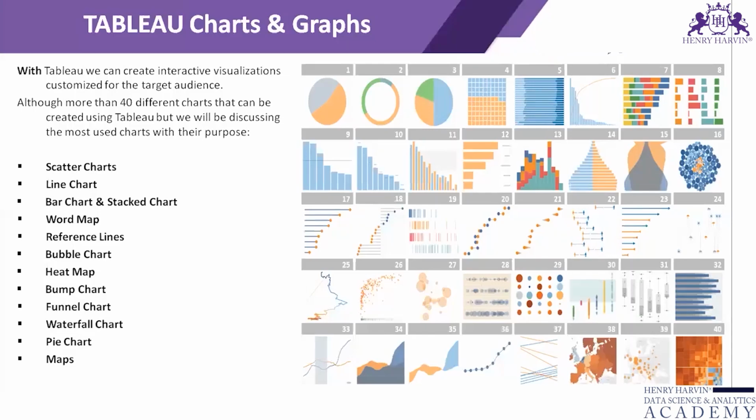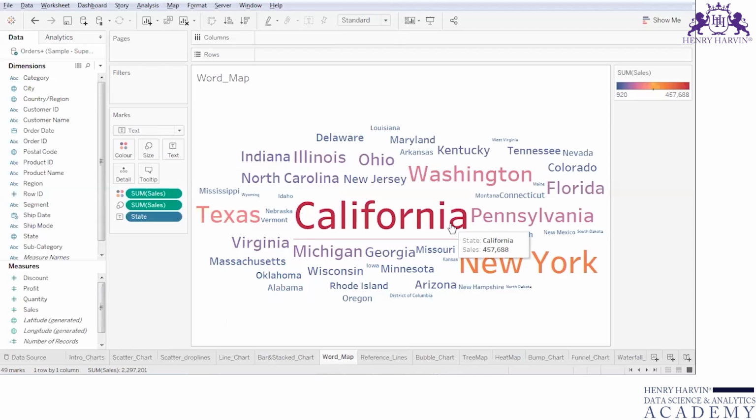Next we'll see how to create a word map. So without much ado, let's move to our Tableau worksheet. So this is how a word map looks like. For creating a word map, we need to have a dimension and we need to have a measure.